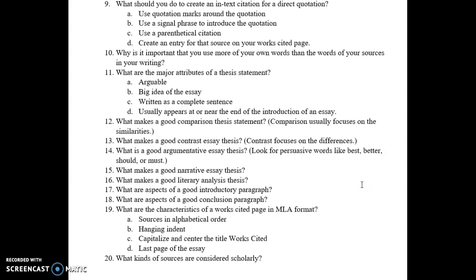Know the aspects of a good introductory paragraph. Introduction, start general and go to specific. You start with a hook to engage your reader, make them want to continue reading. Then you go to the background and context to prepare the reader for the thesis that goes at the end of the introductory paragraph. A conclusion is like an upside-down introduction.